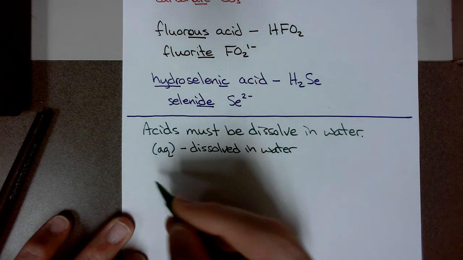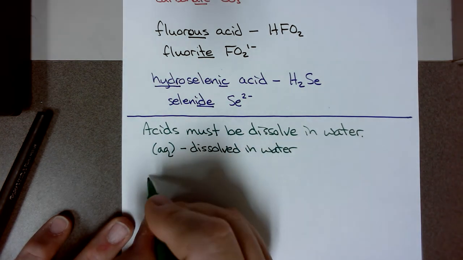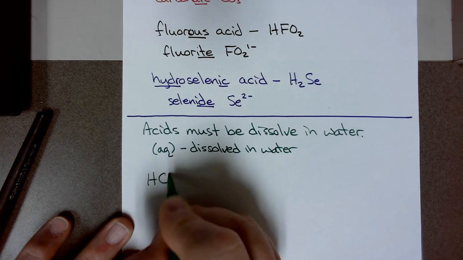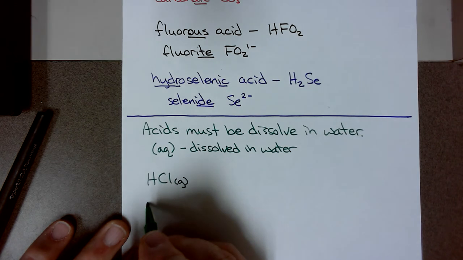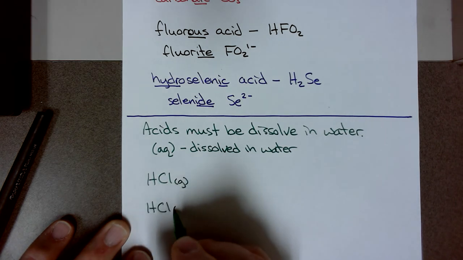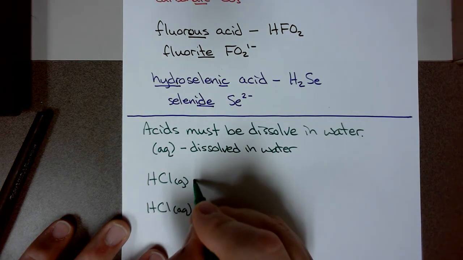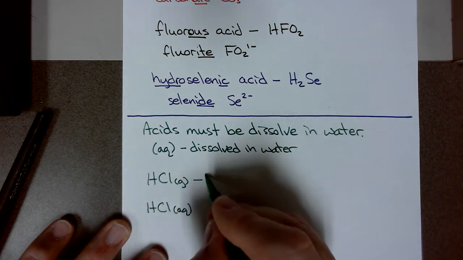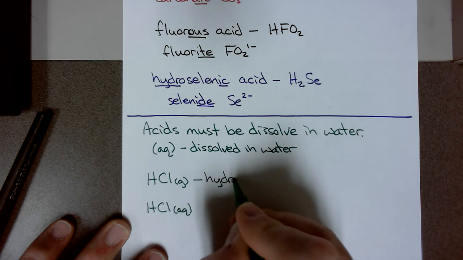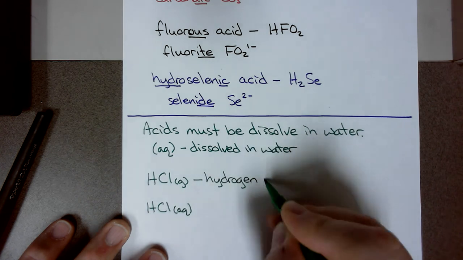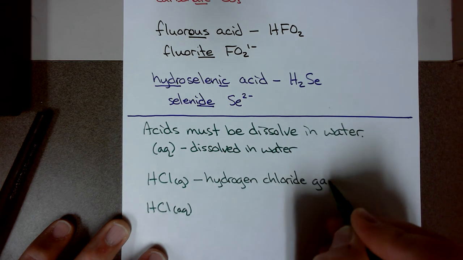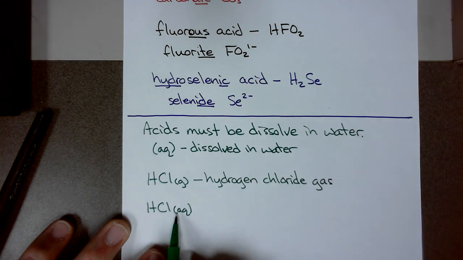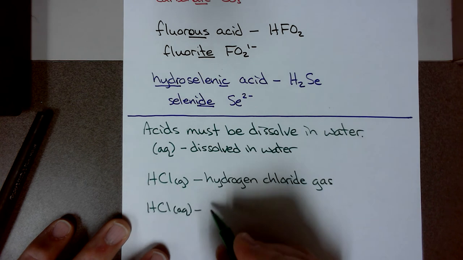A lot of times, especially in my practice sheets, you'll see an acid with this written by it. The reason it's important is, let's take an example. So I have HCl, and if I put this, that means it's a gas, and then I have HCl, and that would be AQ, aqueous. Okay, this is not an acid. This would be written as hydrogen chloride gas.